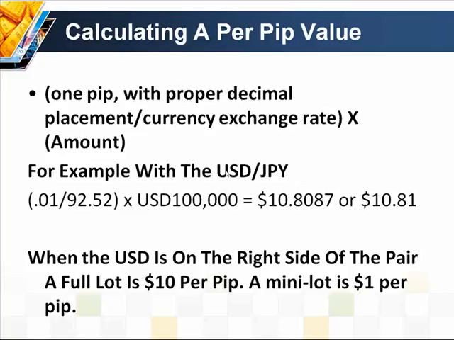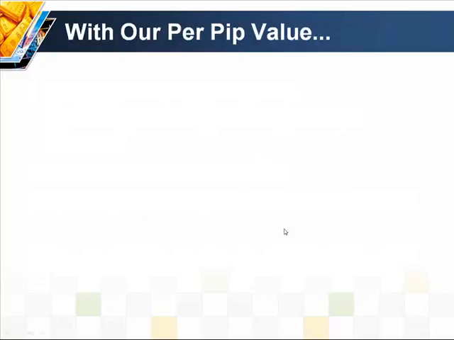When the US dollar is on the right side of the pair, so in a case like the Euro US dollar, where the US dollar is over on this side, we don't need to calculate a per pip value because we know what it is. A full lot is always $10 per pip, and a mini lot is $1 per pip. With any currency pair that has the US dollar on the left side of the pair, you need to calculate a per pip value just like this.